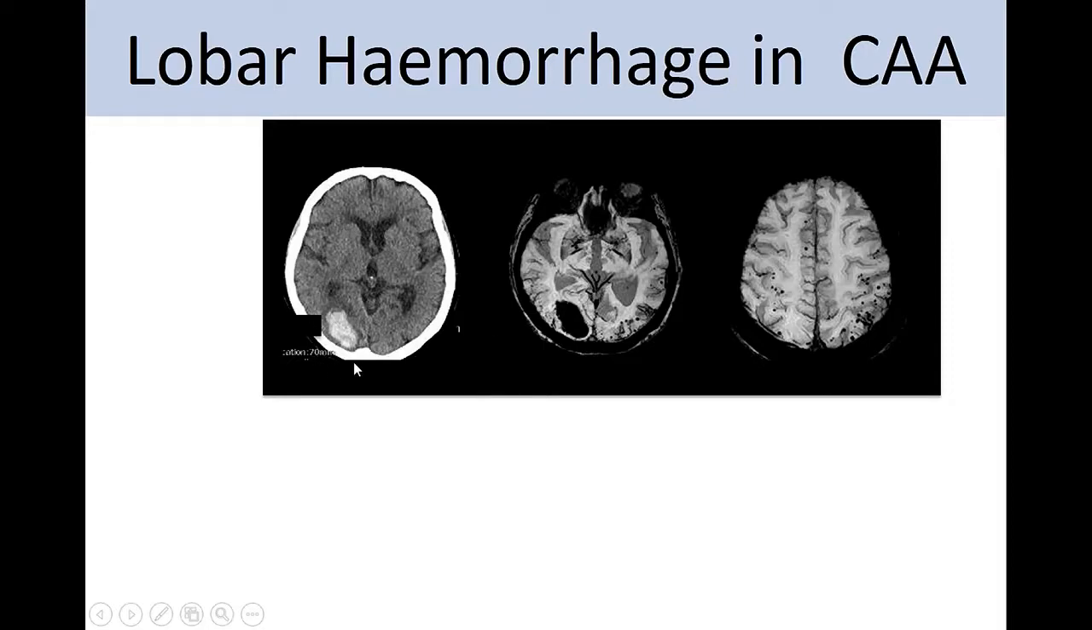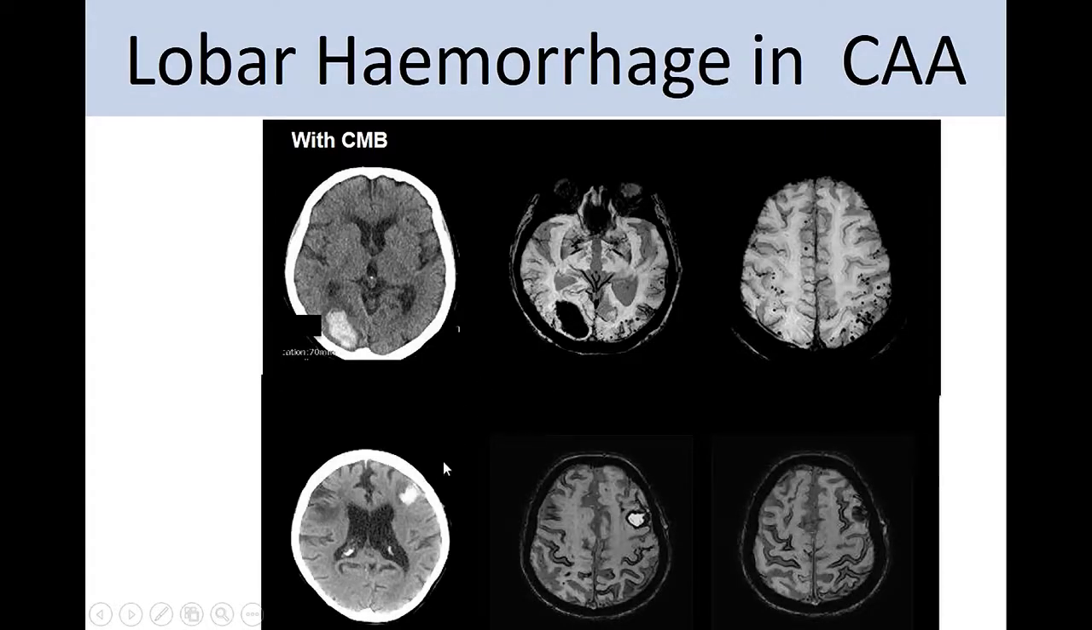You have here an occipital hemorrhage, and you see on the SWI the microhemorrhages posteriorly, but also a bit anterior. So this is a lobar distribution. A hemorrhage with microhemorrhages in a lobar distribution would support CAA.